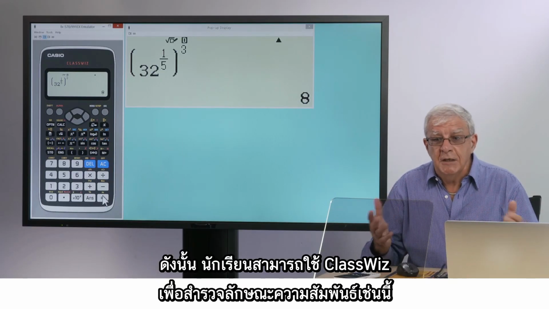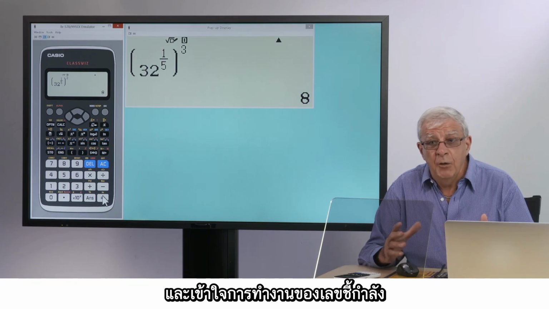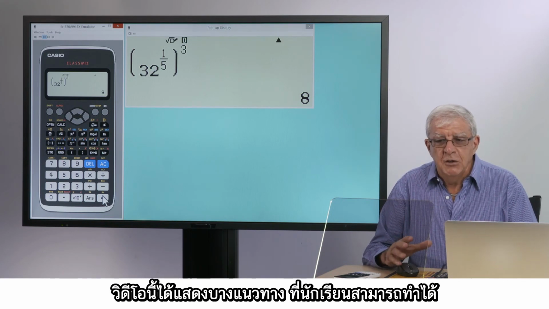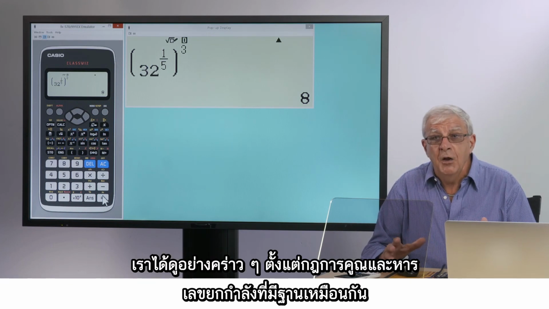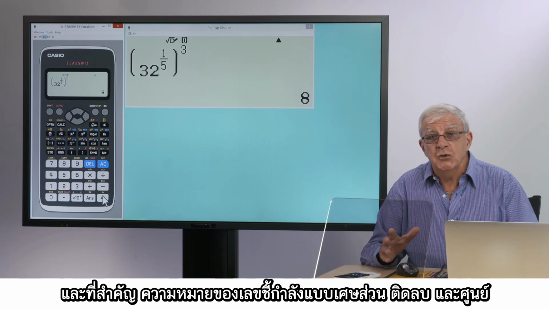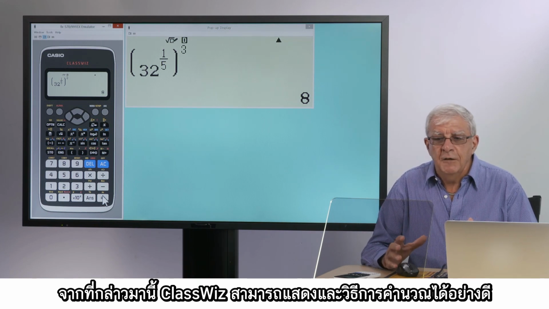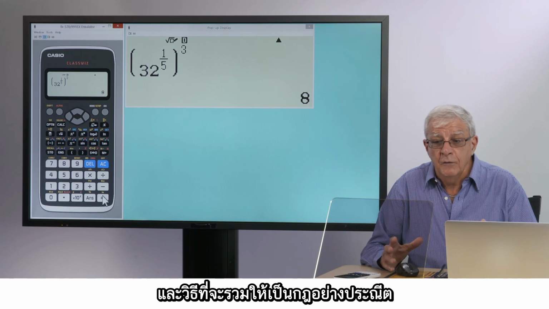So students can use their Class Whiz to explore those kinds of relationships and to understand how indices work and what they mean and what their properties are. The video has shown you some of the ways in which students can do this. We've looked briefly at laws for multiplying and dividing powers to the same base, multiplying powers together, and importantly the meanings of negative and fractional and zero indices. In all of these cases, Class Whiz provides good representations of the computations and a way to understand them and how they can be summarised with neat laws.